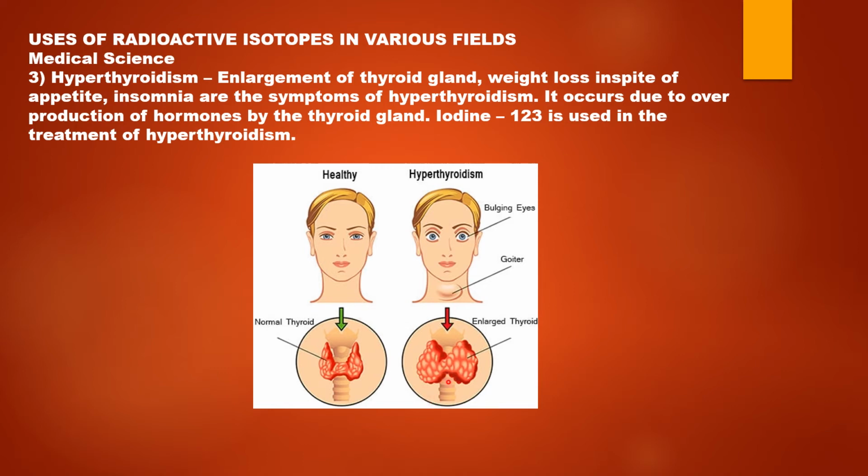Now, when there is excess of thyroid hormones which are secreted into the bloodstream by the thyroid gland, then there are certain symptoms which are seen in the body, and these symptoms are of course enlargement of the thyroid gland, weight loss in spite of appetite, insomnia, that is loss of sleep. So iodine 123 is used in the treatment of hyperthyroidism.